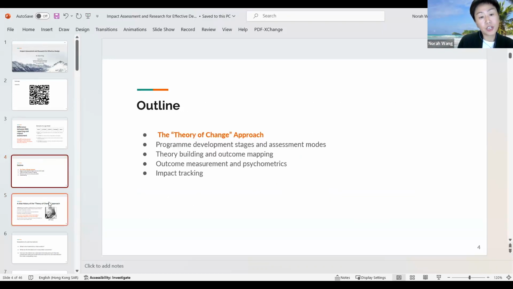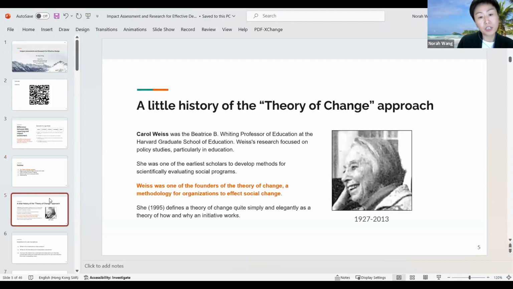So for the first section, the theory of change approach, I wonder how many of us actually read about the history of the theory of change. Theory of change was developed by Carol Weiss, a professor of education at Harvard Graduate School of Education. Her research really focused on policy studies, particularly in education. She was also one of the early scholars to develop scientific methods for evaluating social programs.